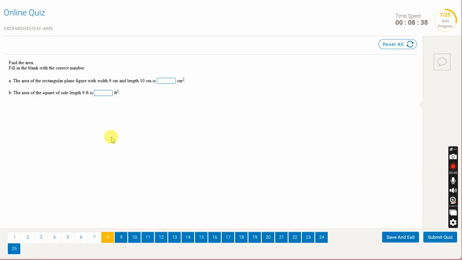Here, the area of a rectangular plane figure with width 9 centimeters and length 10 centimeters is. So the area is what? The area is length times width. Remember, for a rectangle, the area is length times width. What is the length here? It's 10. What is the width here? That's 9. So 10 times 9.